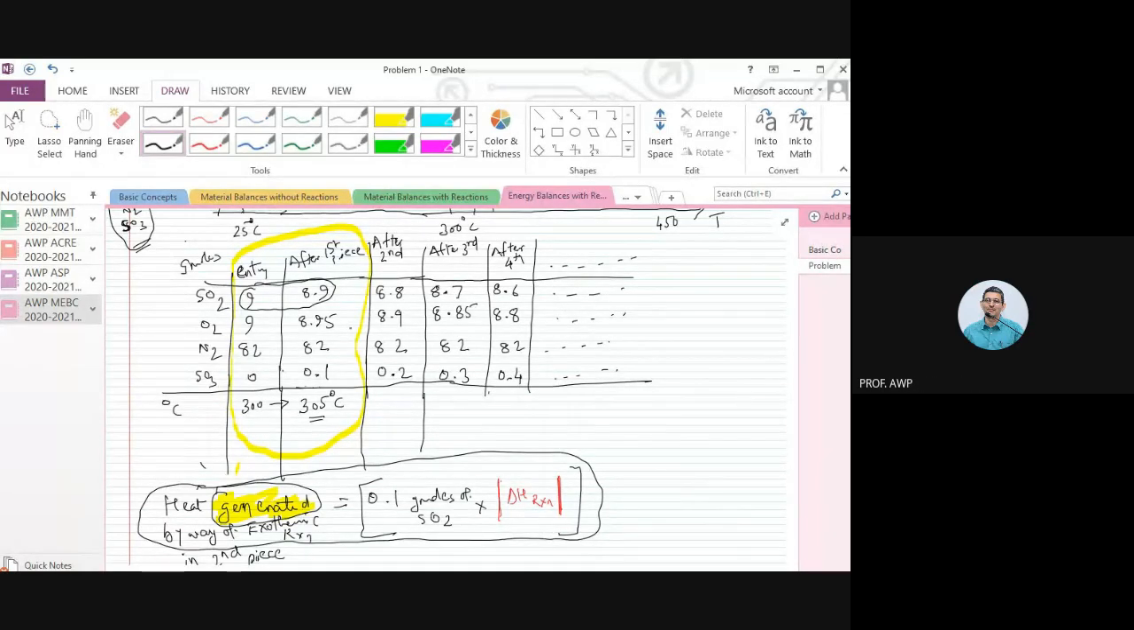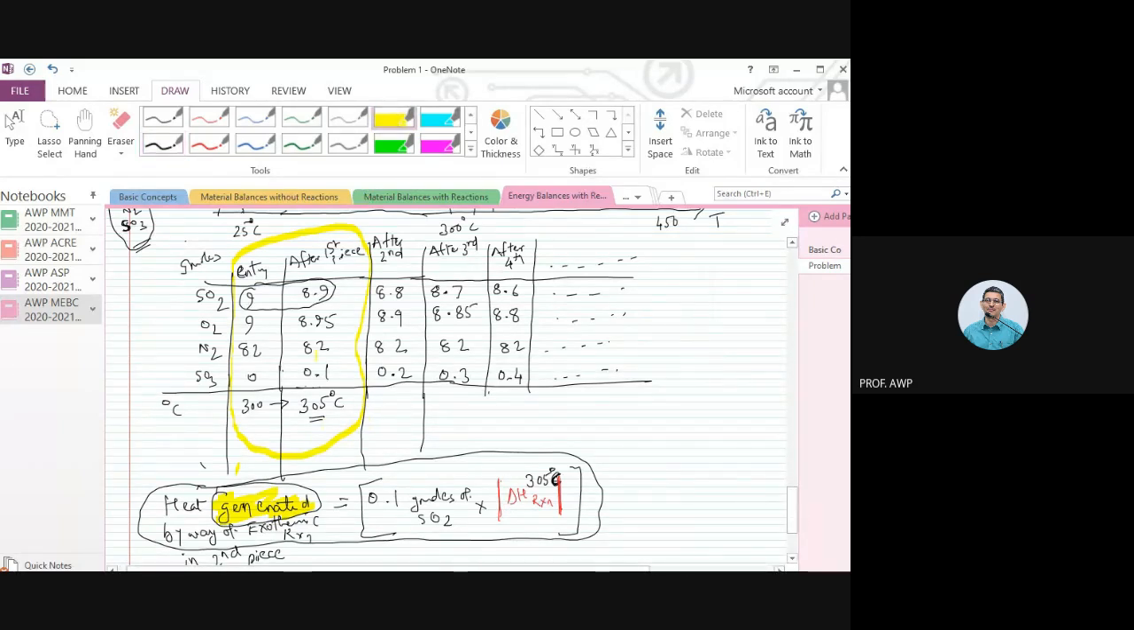Yes, sir. So the amount of heat generated in the second piece of the reactor would be the 0.1 gram moles of SO2 that react multiplied by the mod of heat of reaction, but that reaction is now occurring at 305 degrees centigrade because the reactants are at 305, catalyst is at 305, so the reaction is happening at 305. Do you agree with that? Yes, sir.